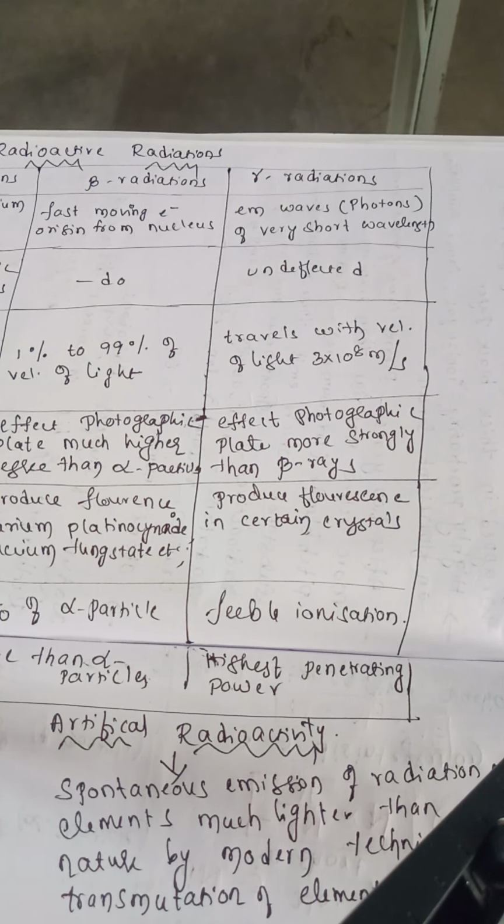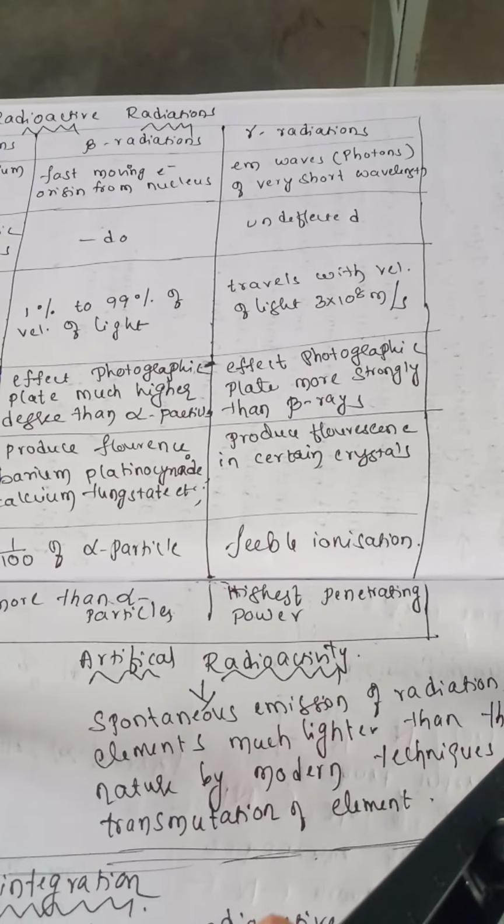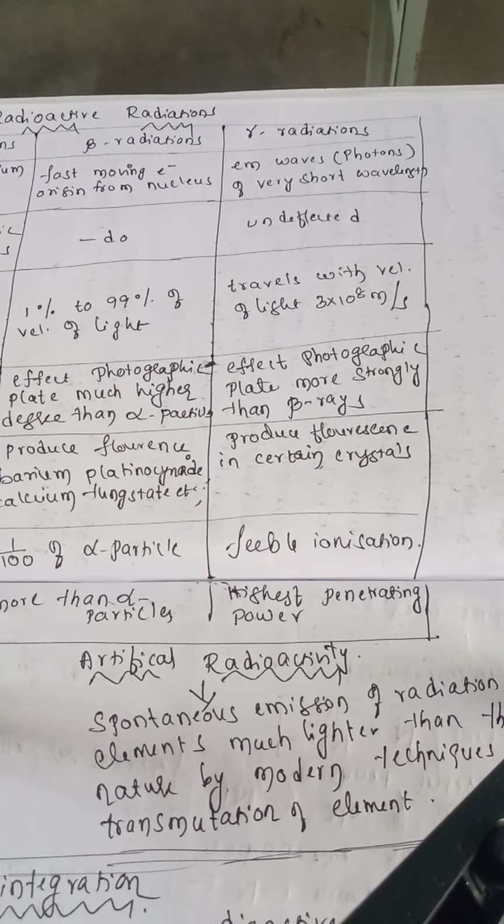Alpha particles produce fluorescence on zinc sulfide, barium platinocyanide, etc. Beta particles also produce fluorescence on barium platinocyanide, calcium tungstate, etc. And gamma radiations produce fluorescence in certain crystals.